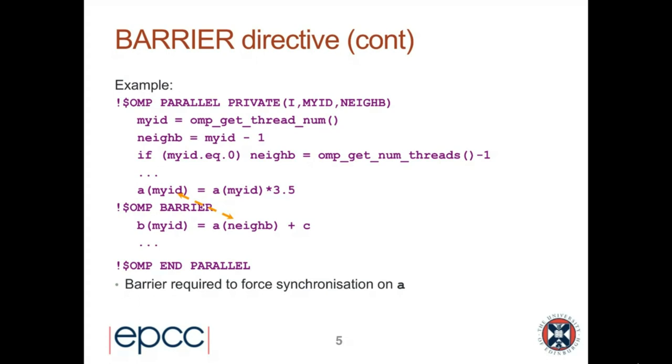It's a little bit difficult to have an example where you really need a barrier that will fit on one slide, but let me try anyway. What I have here is a piece of code, and I'm thinking about organizing my threads in a ring. So every thread has notionally a neighbor thread. In this parallel region I read the thread number, and then I designate a neighboring thread. My neighboring thread is going to be the thread with the ID one less than me, unless I'm thread zero, in which case it'll be the last thread.